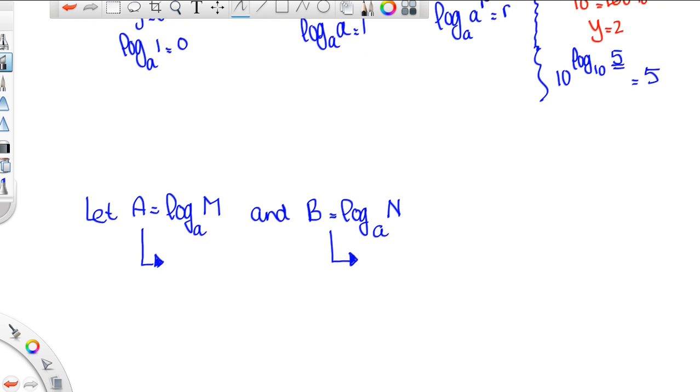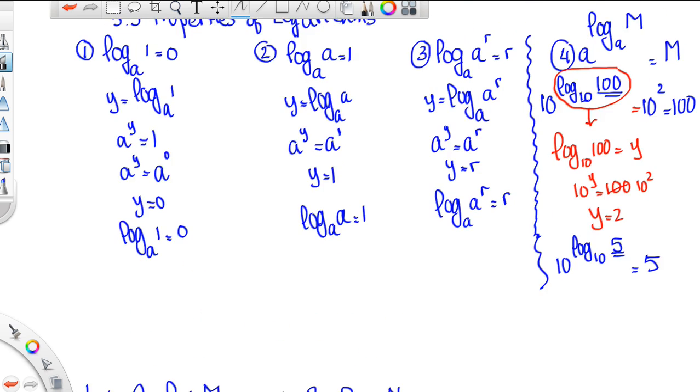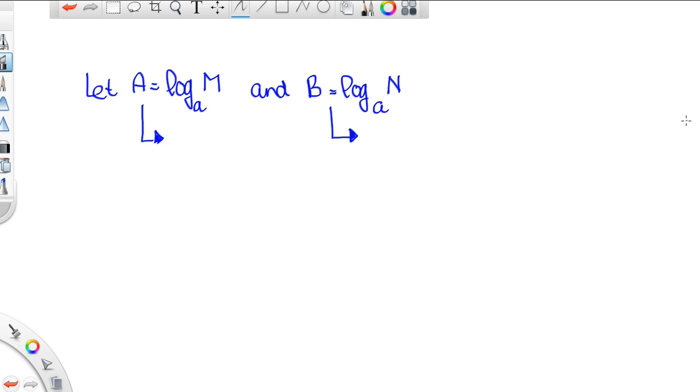Let's look at the following kinds of things. So that was 4 things that we've sort of proven. So if a is the log a of m, then a to the exponent of a has to equal m. And if b is log a of n, then a to the exponent of b is equal to n. So we're starting with this, and we're going to assume that these definitions are true.